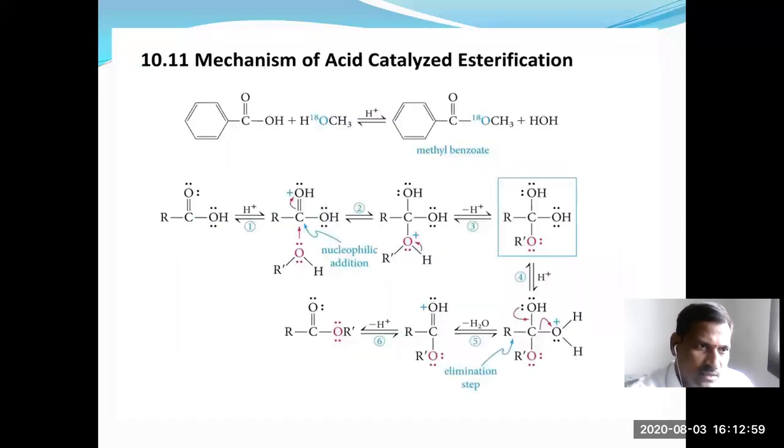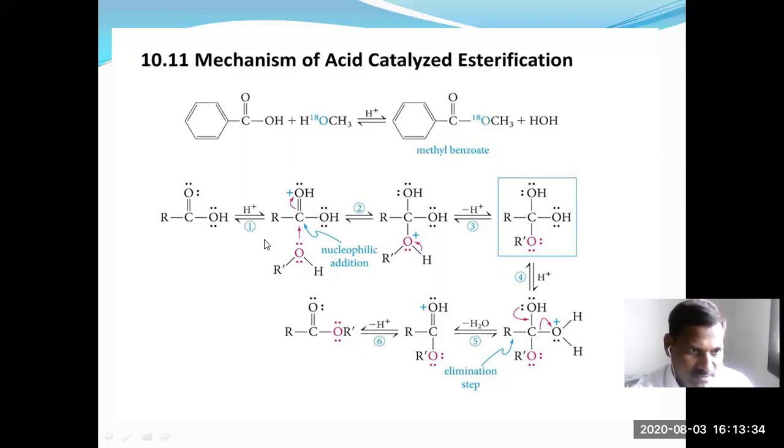So see here, the mechanism of acid catalyzed esterification. This is the benzoic acid. This is the methyl alcohol. We can get the methyl benzoate plus water. Acid is a catalyst. So in the presence of an acid catalyst, benzoic acid and methyl alcohol react to give us methyl benzoate, with loss of a water molecule.